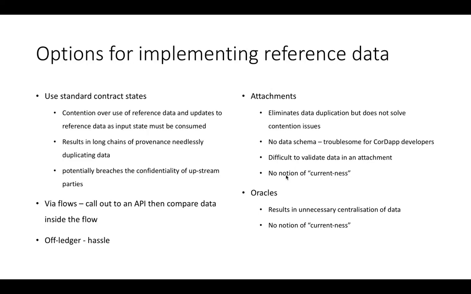Or indeed attachments. So you can use attachments for reference data. I don't really think they've been used that much so far in most apps I've seen. People might attach PDFs and stuff, but I haven't really seen much use of them. It does eliminate data duplication, so you don't get these very long chains of provenance, but you still get contention over the use of the attachment. Then there's also no notion of currentness with attachments. So you can't have a notary say, this is the most recent version of the attachment.